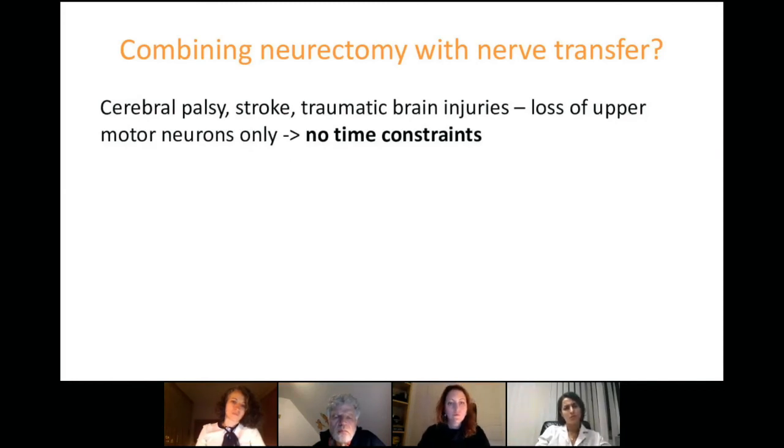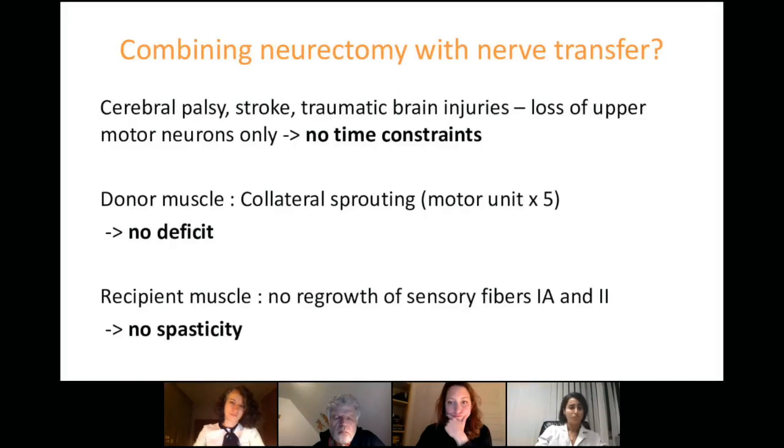So what's the theory behind all of this? Well, these patients, in fact, suffer generally from cerebral palsy, stroke, or traumatic brain injuries. And so they have a loss of the upper motor neurons only, and the lower motor neurons are usually healthy, with the motor units still functional. So there's no time constraints to reinnervate these muscles. Also, when we cut one of the branches of the motor nerve, what will happen is a collateral sprouting of the residual motor unit, and one motor unit can cover up to 5 times its original area. And also for the recipient muscles, there would be no spasticity, because there would be no regrowth of the sensory fibers that lead to spasticity from the donor nerve.